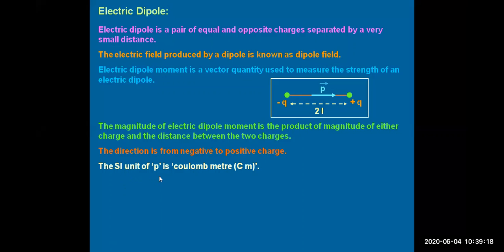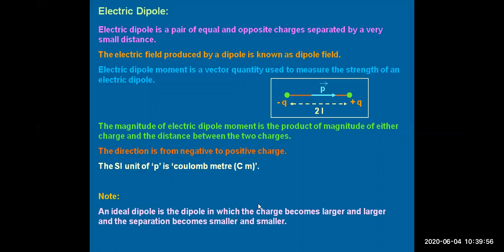SI unit of dipole moment is coulomb meter. All these are 1-mark questions. What is the SI unit of P? P is dipole moment. So your answer will be coulomb meter. Keep in mind it is a vector. First point, dipole moment. Second point, it is used to measure the strength of your dipole. Third point, its formula is P is equal to Q into 2L. Fourth point, it always starts from negative and moves towards the positive. SI unit is coulomb meter. Symbol capital C and you write it as small m.